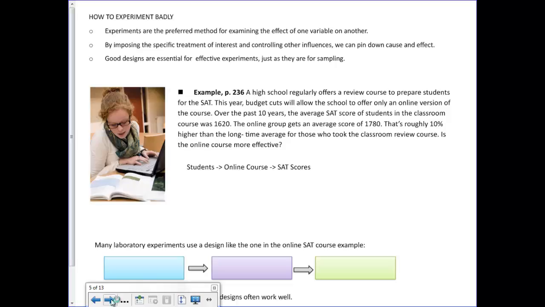That's roughly 10% higher than the long-time average for those who took the classroom review course. Is the course more effective? So what do we do? We took students, put them in an online class, and we measured their SAT scores. Is that effective? Is it more effective than the other way of doing it in the past?